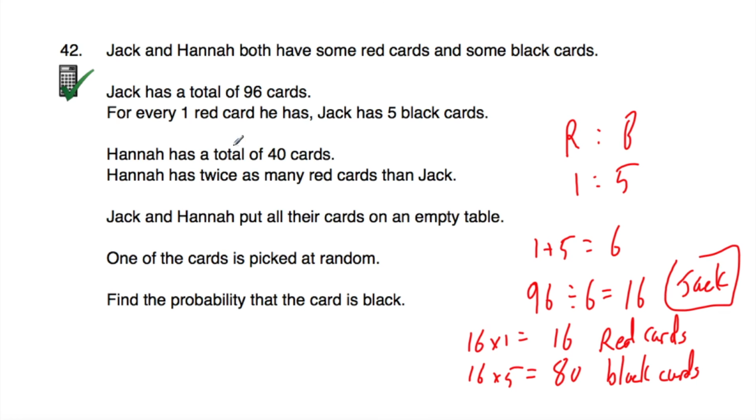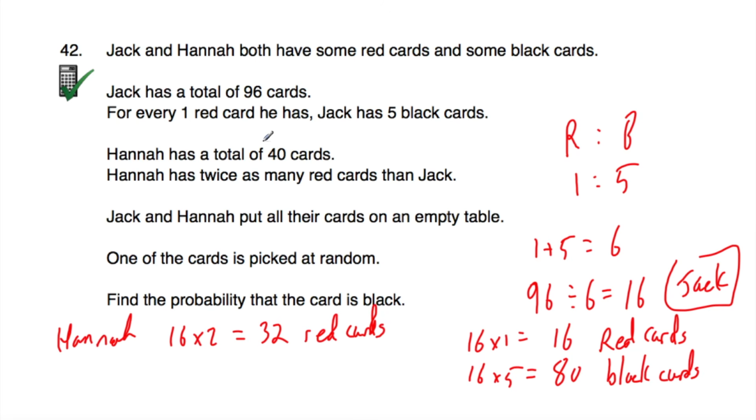Now for Hannah. Hannah's got 40 cards. And we know she's got twice as many red cards as Jack. Jack has got 16 red cards, so if we do 16 times 2, that's equal to 32. So that means Hannah has got 32 red cards.